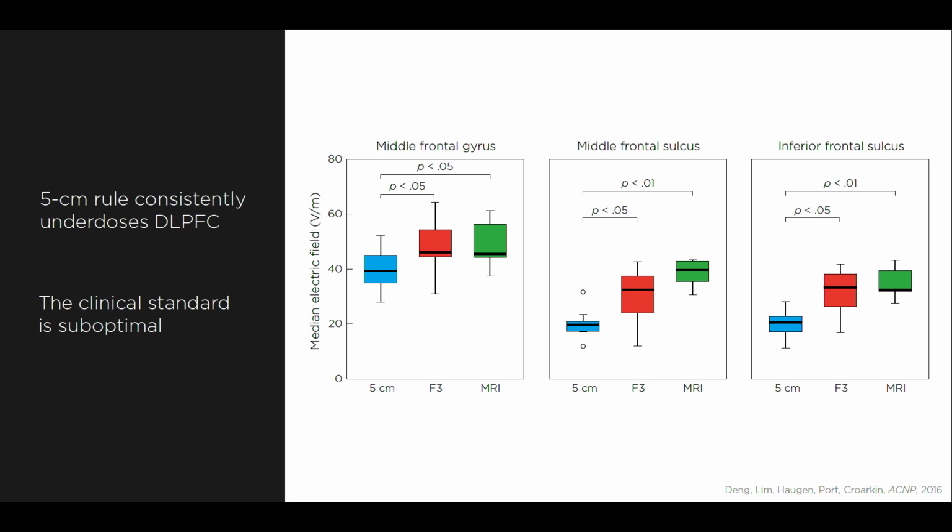Here showing the median electric field strength on the y-axis, and comparing the 5 centimeter rule, the F3 localization method, and also the MRI targeting method. One can see here that the 5 centimeter rule consistently underdosed the electric field in all 3 parts of the brain compared to the MRI and the F3 localization method. And so perhaps suggesting that the clinical standard, which is the 5 centimeter rule, is suboptimal in terms of providing adequate dosing to the DLPFC target.